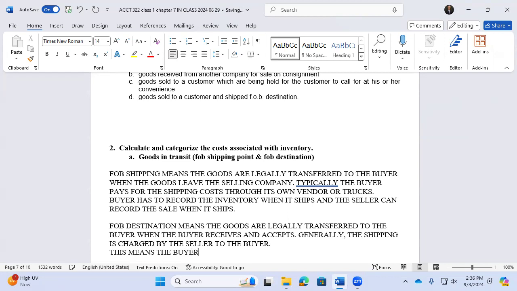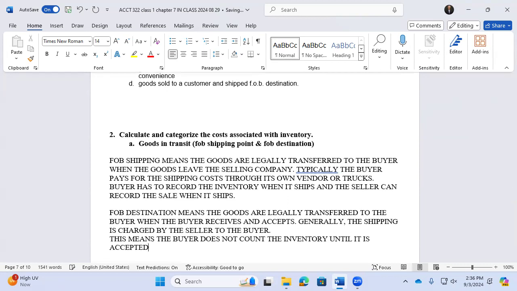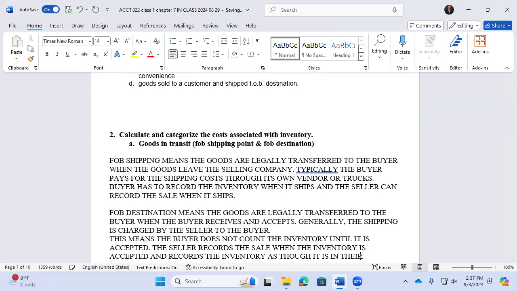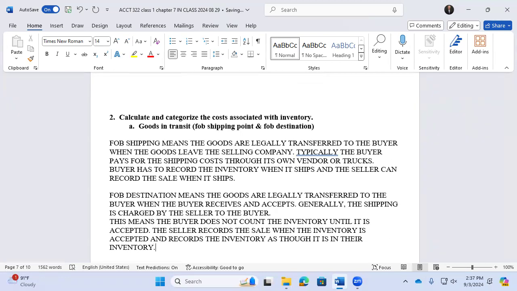This means buyer does not count the inventory until it is accepted. Seller records sale is accepted. And they record the inventory as though it's in their inventory.